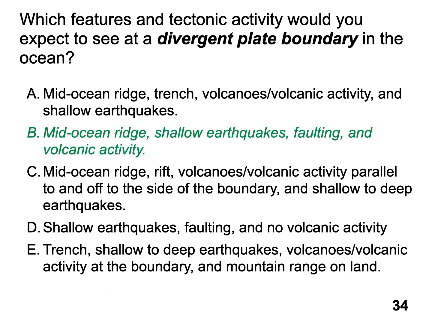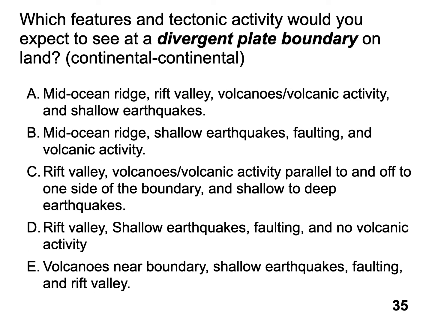The best answer here to what features and tectonic activity you would expect to see at a divergent plate boundary in the ocean is B. The features you'd expect to see there and the kinds of activity, all of these work. So mid-ocean ridge, shallow earthquakes, faulting, and volcanic activity.